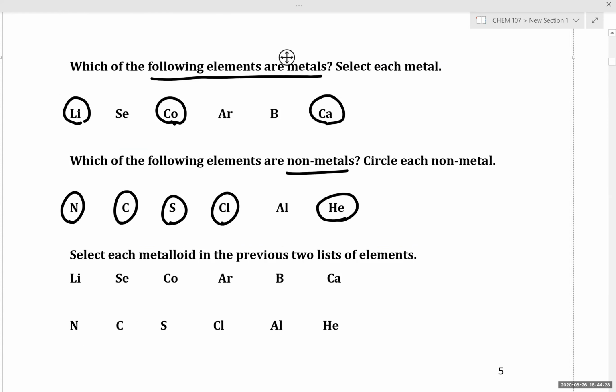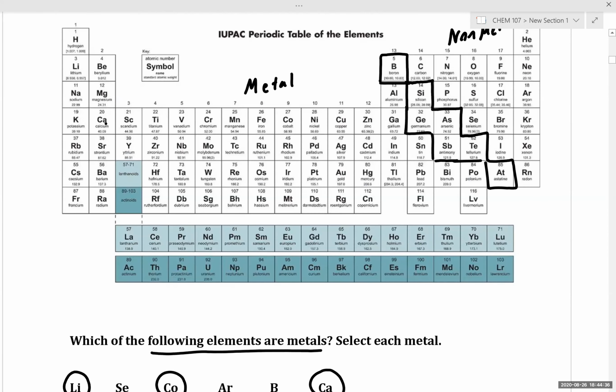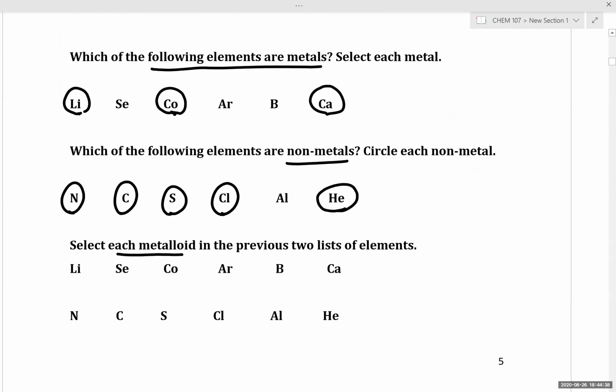Now we're asked to select each metalloid. Looking at our metalloid section, the only metalloid that we see is boron, so I'm going to circle boron. Any questions on these examples? So given the periodic table, we are able to read it and identify which of the following elements, based on their symbols, are metals, nonmetals, or metalloids. Does this make sense to everyone? Any questions?